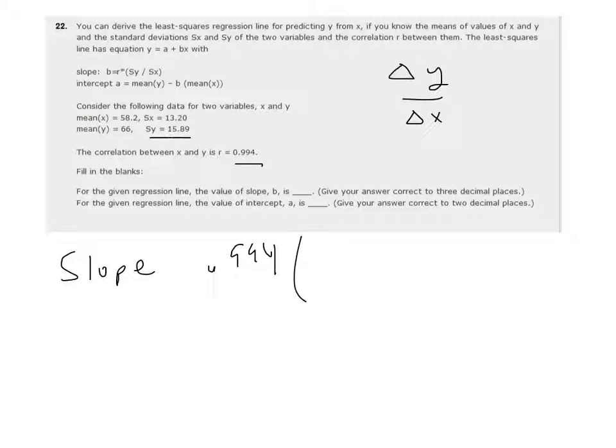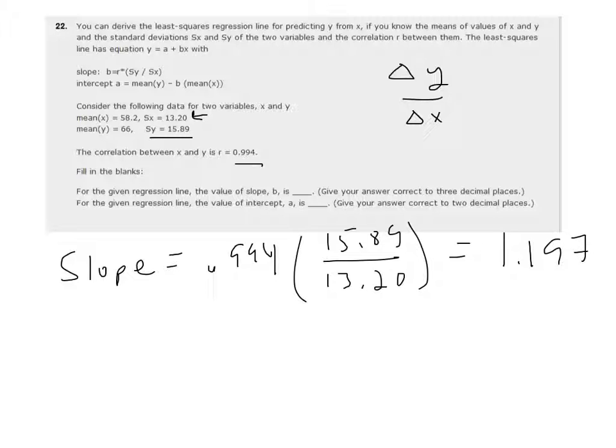So let's see, standard deviation of y is 15.89 divided by the standard deviation of the x's, which is 13.2. And then you just throw all that in your calculator. And my calculator shows me 1.197. I guess we're around 3 decimal places as they want.